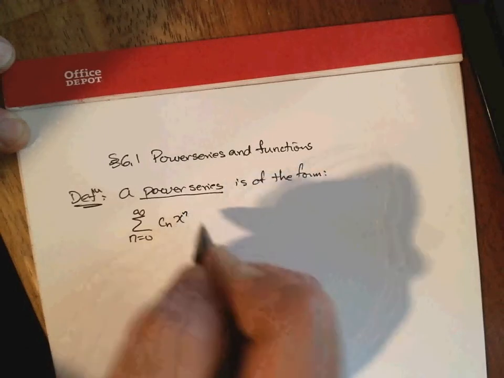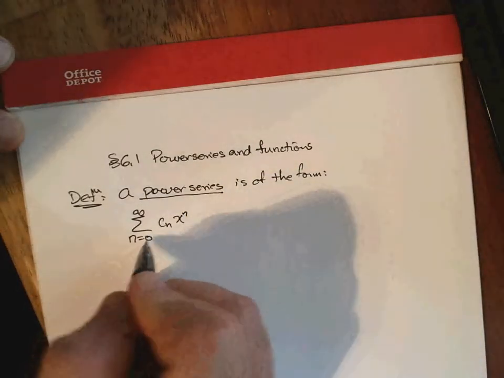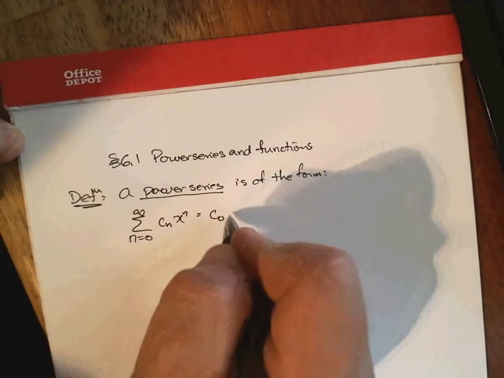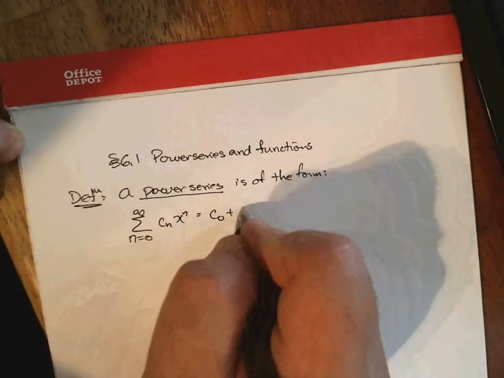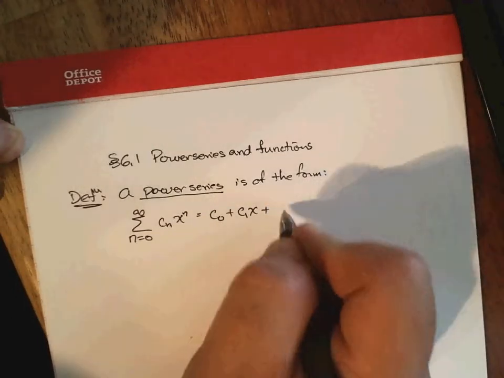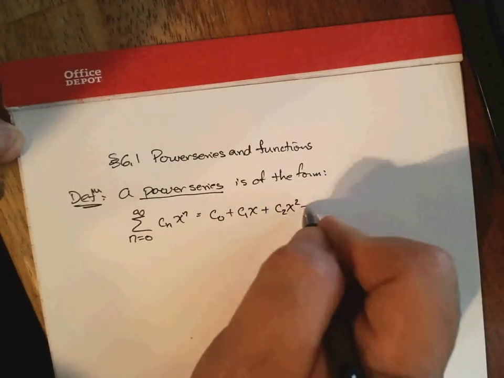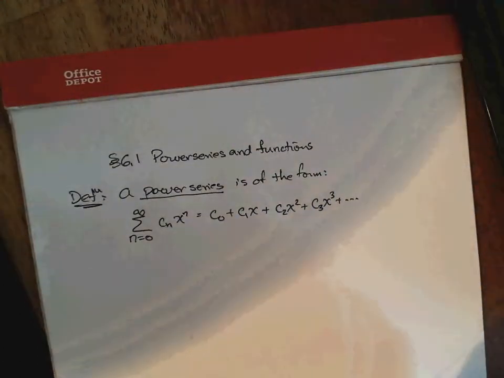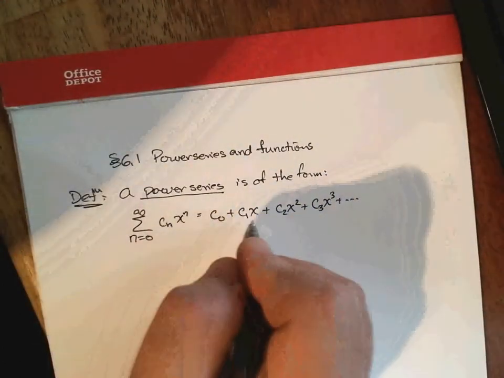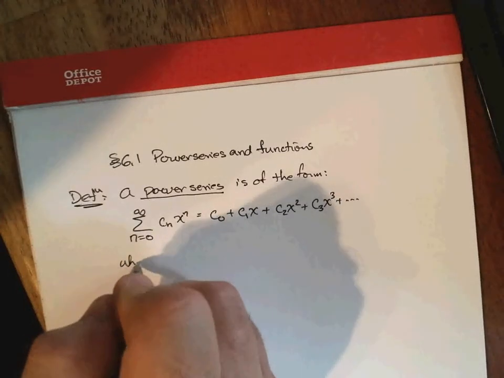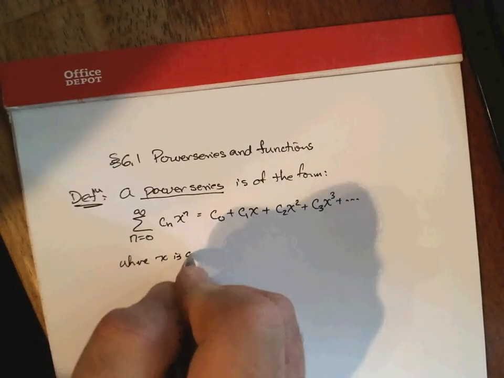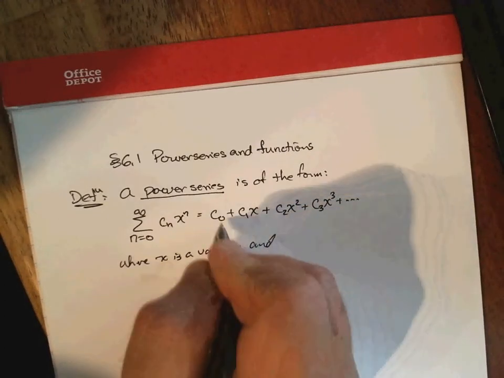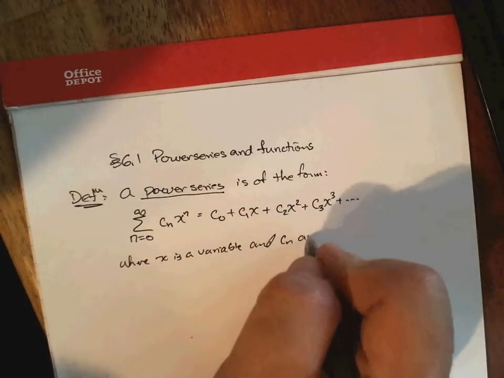Where n in this case starts at 0, so we go c sub 0, x to the 0, meaning just c sub 0. Then when n is 1, c sub 1, x to the 1. When n is 2, c sub 2, x to the 2. When n is 3, c sub 3, x to the 3, and so on forever. Okay, where in this case the x, of course, is a variable, and these c sub n's are constants.